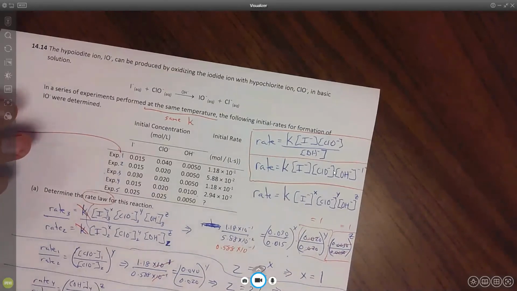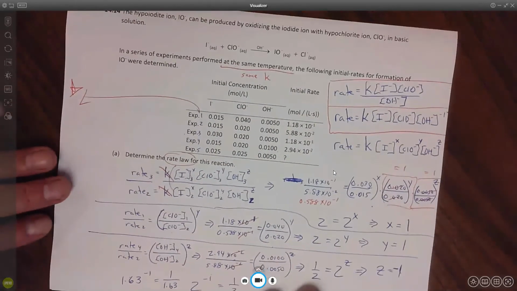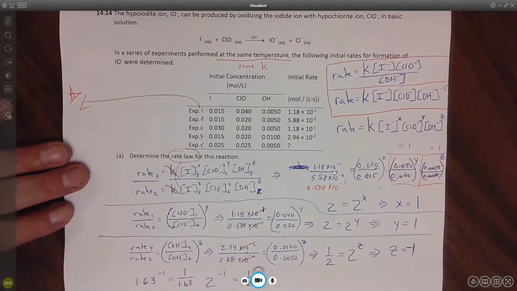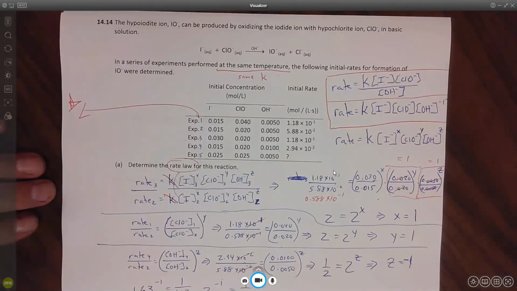Okay, any questions with the method of initial rates? Everybody good with that? Okay.